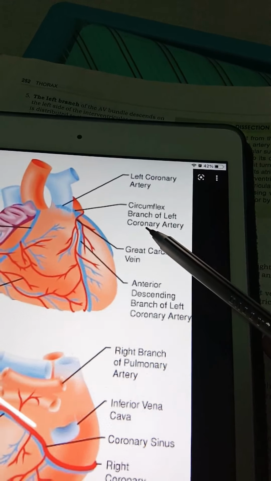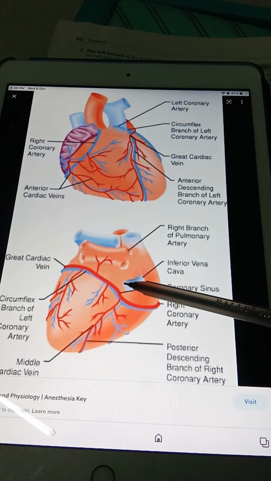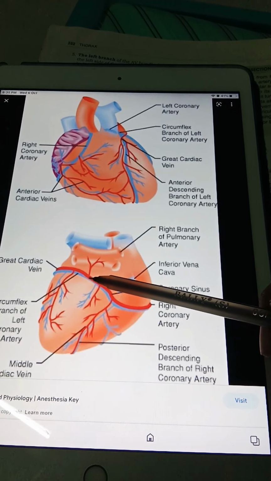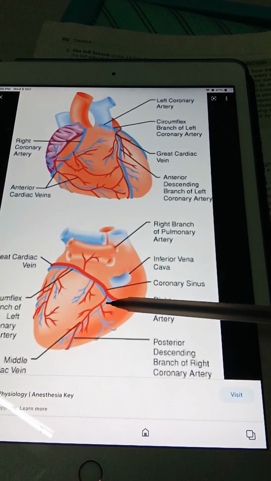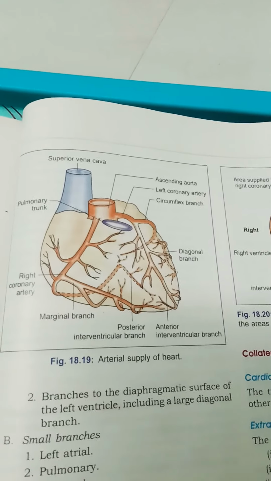So on the posterior side it forms the circumflex branch of the left coronary artery, and it winds round the left border of the heart, continuing left on the left posterior coronary sulcus near the posterior interventricular groove, and terminates by anastomosing with the right coronary artery. So here, at this point, the left coronary artery anastomoses with the right coronary artery at the posterior interventricular groove. Now we'll see what the branches are.